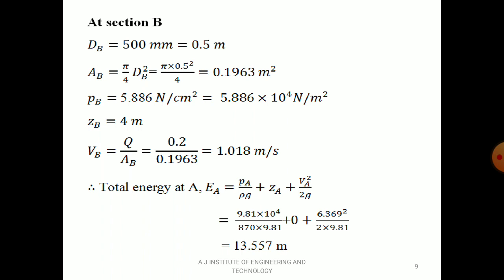So EA equal to 9.81 into 10 to the power 4 divided by 870 into 9.81. As point A is passing through the datum, ZA value equal to 0. So plus 0 plus 6.369 square divided by 2 into 9.81. So that is equal to 13.557 meter. So that is the energy at A.